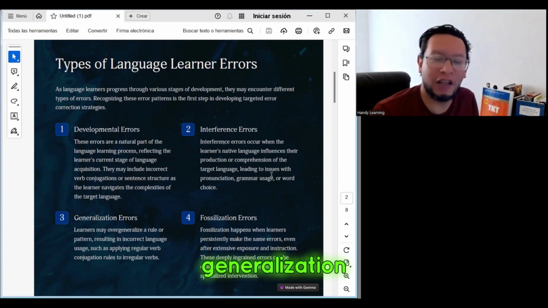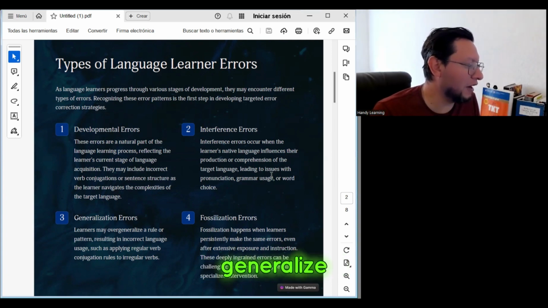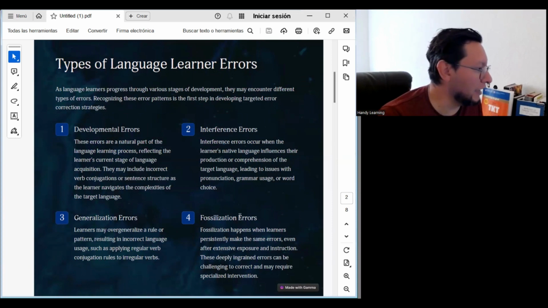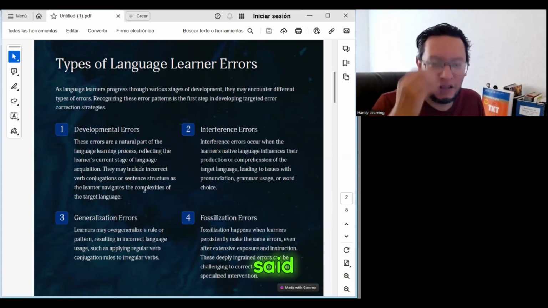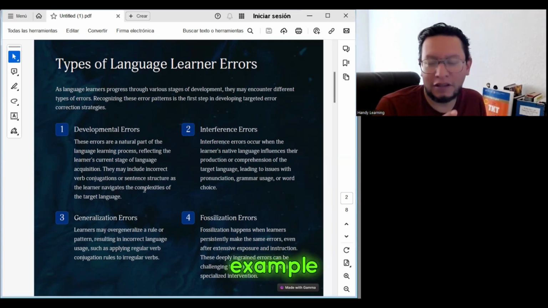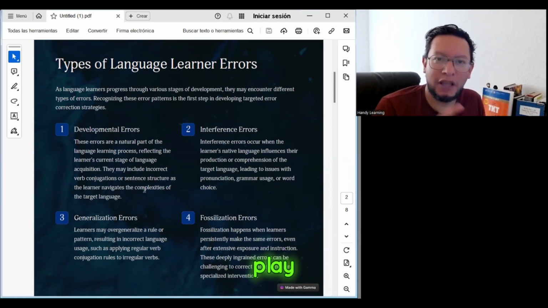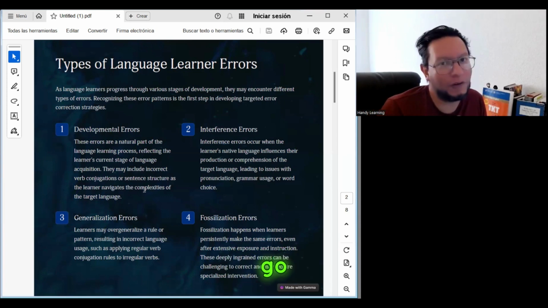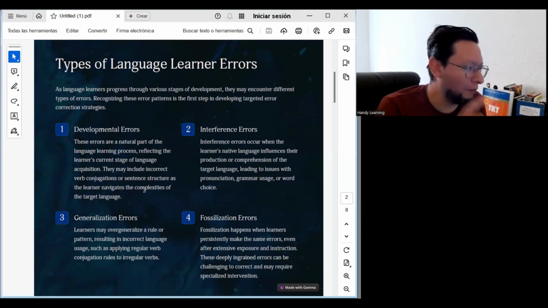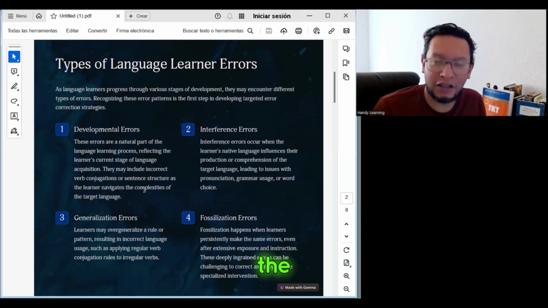Then we have generalization error, and that happens when it says here, overgeneralize a rule or pattern, resulting in incorrect language usage. In developmental error, like the example I said, the student doesn't know the rule for verbs in past, for example, the difference between regular and irregular verbs, play and run. Therefore he's going to make that error, saying runned, instead of ran, the irregular verb, because he doesn't know the rule. But in generalization error, the learner has already learned a rule, and he's going to apply it all the time, overgeneralizing it.